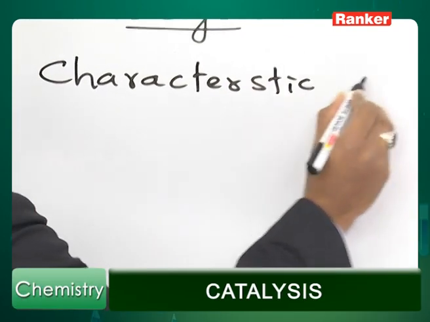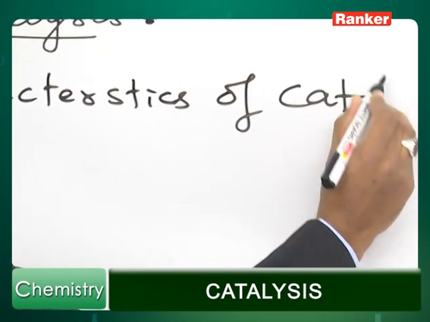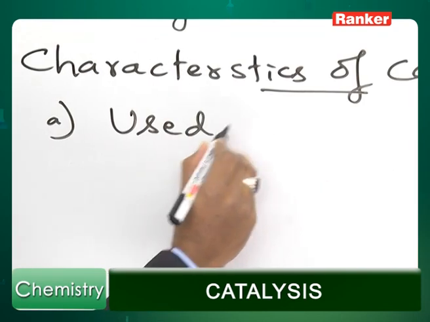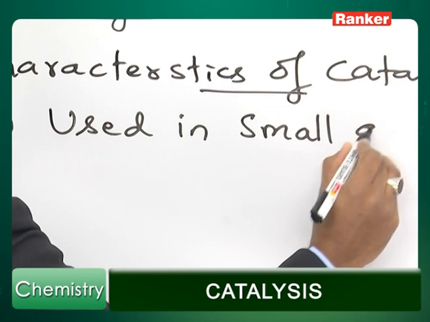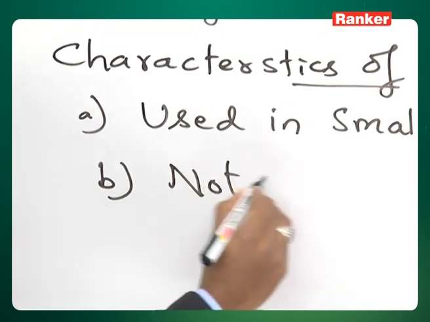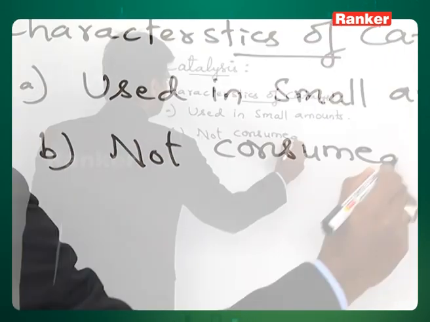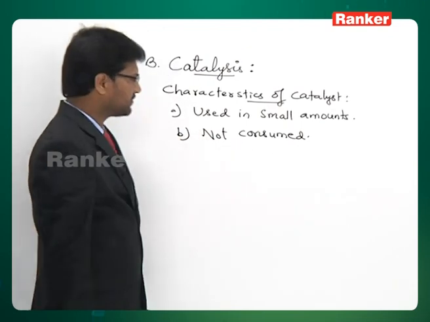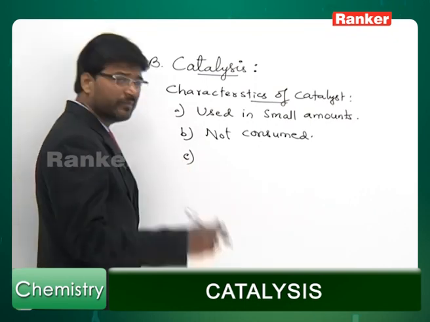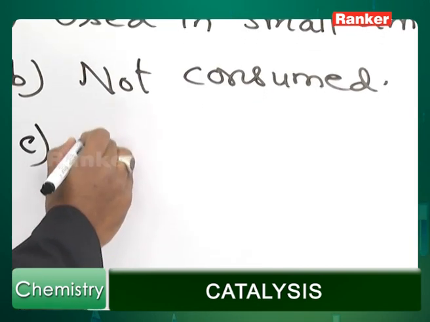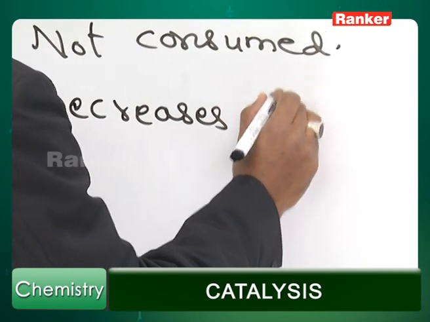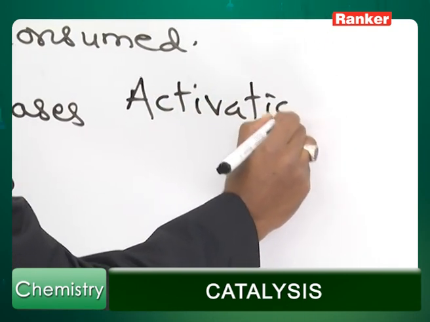Now let's learn about some important characteristics of catalyst. Number 1, it is used in small amounts. You require them in very small amounts. Next, not consumed in the reaction. So you can reuse catalyst several times. You need not every time add catalyst to the reaction. It can be recycled. It can be recovered at the end of the reaction. It decreases, this is a very, very important point, it decreases activation energy of the reaction.